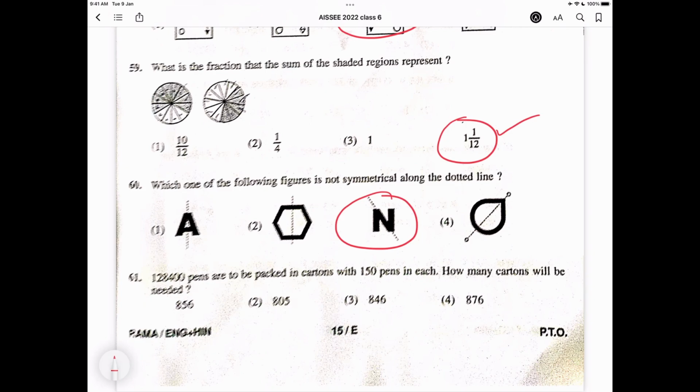which is not symmetrical along the dotted line. Moving on to question number 61, 856 is the correct answer. 128400 pens are to be packed in cartons with 150 pens in each. How many cartons will be required? So this is the statement for question number 61. It is not so clear, but still you can make it out.